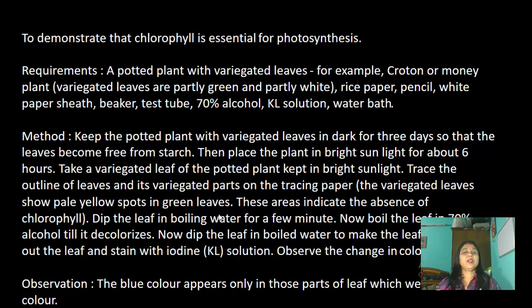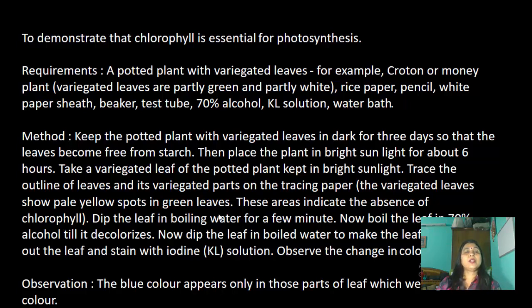After 3 days, take that leaf, plant out and place it in bright sunlight for about 6 hours. Now when you kept it in the dark room, what will happen? All the starch which was stored in the plant will be used up. And when you keep it in bright sunlight for 6 hours, what will happen? Due to the presence of sunlight and carbon dioxide in the atmosphere, photosynthesis will take place.